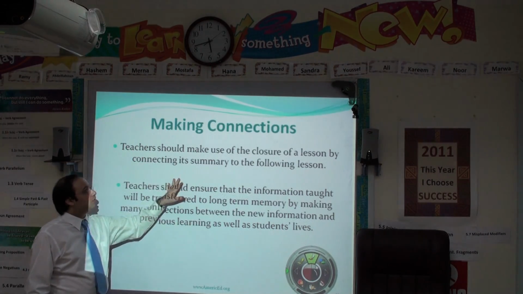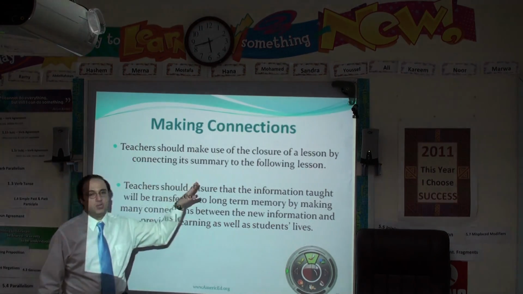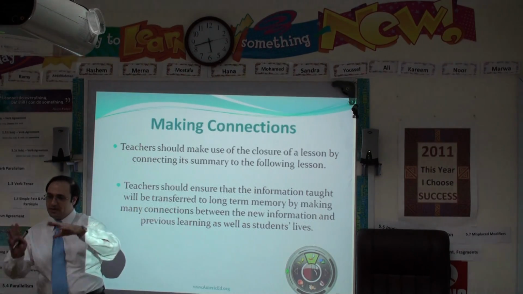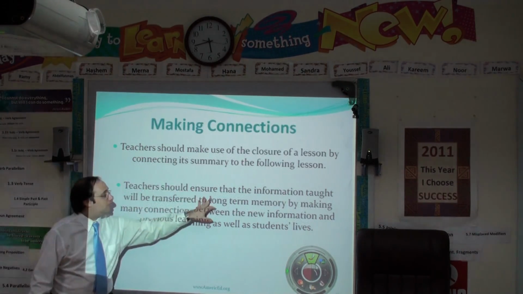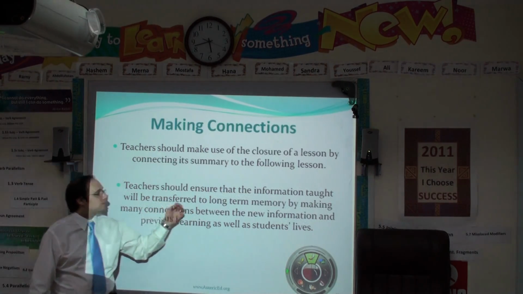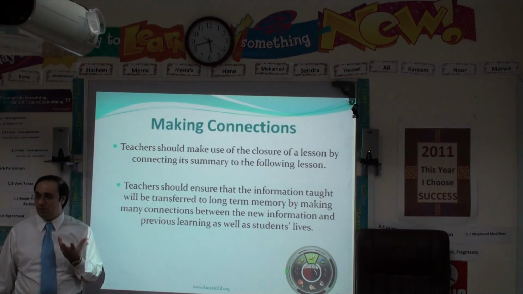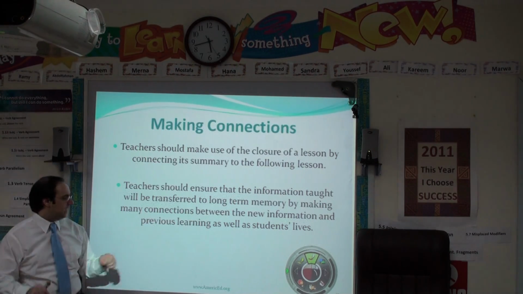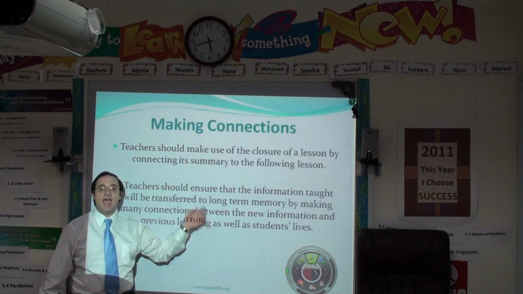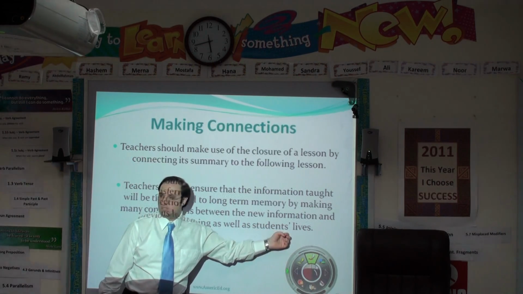Teachers should make use of the closure of the lesson by connecting its summary to the following lesson. So here I'm connecting to what is coming afterwards. But also, teachers should ensure that the information taught will be transferred to long-term memory. How? By making many connections between the new information we've learned today and previous learning, and also to students' lives.